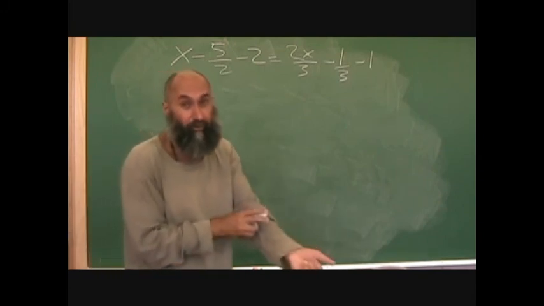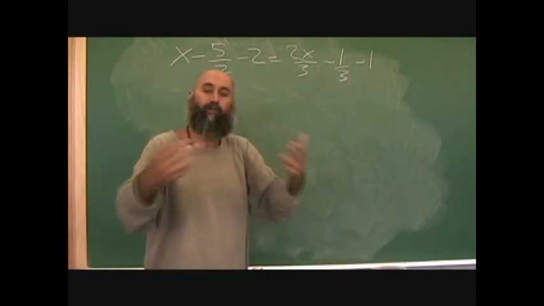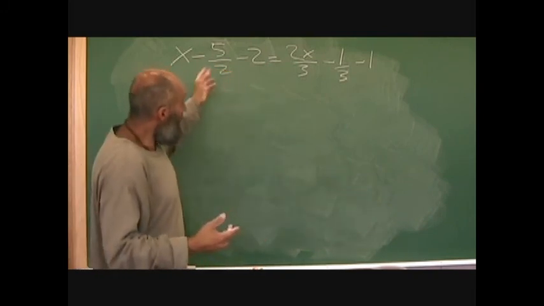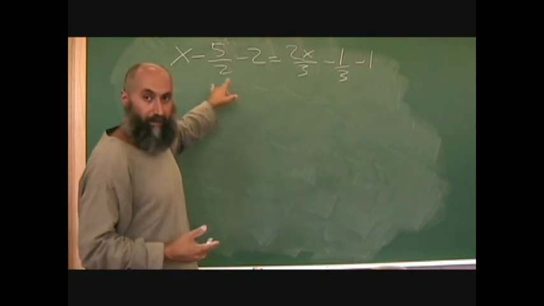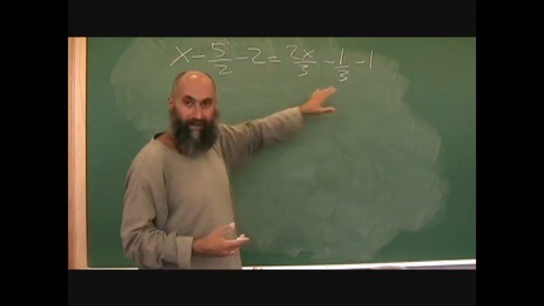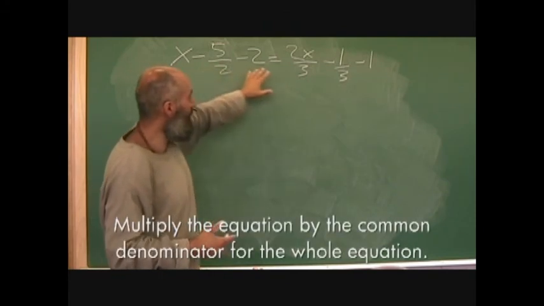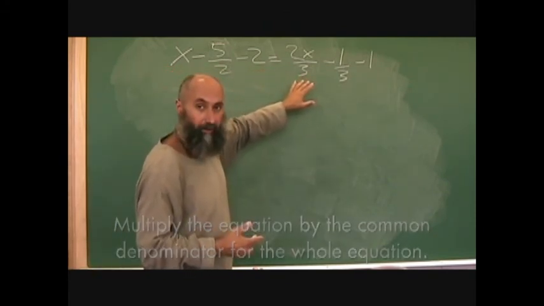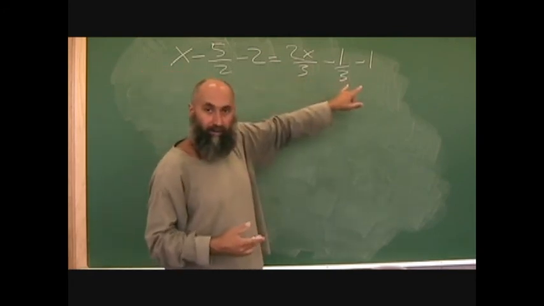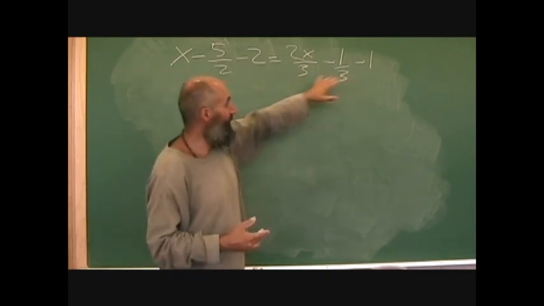I'm in general going to use cross multiplication. I'm going to cross multiply, get rid of our fractions, and solve for it. The other way to solve this is to multiply this equation by the common denominator. That means multiply every single term in the equation by the common denominator. And what that does is it eliminates all the denominators. It eliminates the fractions, right?